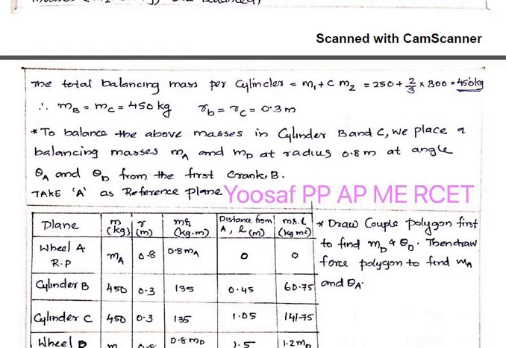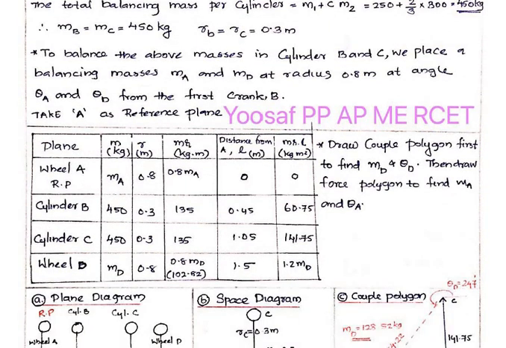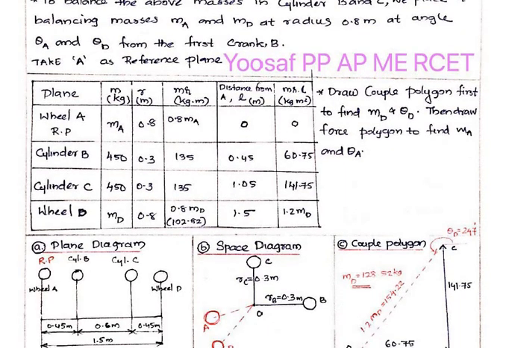That is the mass in plane B or plane C is 450 kilogram at a radius of 0.3 meter. The data is given in your question. To balance the above mass in cylinders B and C, we place a balancing mass or counter mass in plane A, which is MA, and plane D, which is MD, at a radius of 0.8 meter at an angle of theta A and theta D from the first crank B. Take A as the reference plane. This is a common procedure for the problem.